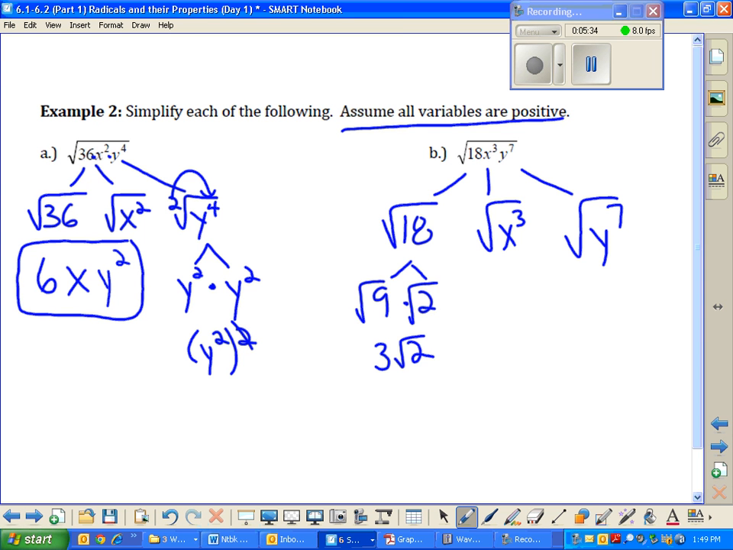Anthony? Yeah. And we square root each piece. X squared, the square root of x we just established. That is x. Square roots of x.